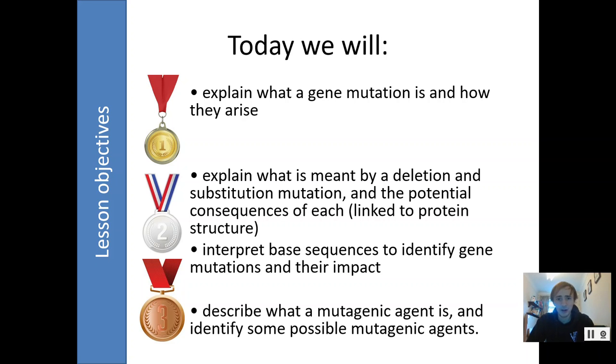Identify some possible mutagenic agents. Again, this is common sense, things we think of when we think of things that will cause mutations, cause genetic diseases. The main ones we want to be thinking about are radiation, particularly with things like skin cancer, ultraviolet radiation, but a lot of forms of radiation will cause mutations. And then we've got chemical mutagens, things like smoking, amongst a lot of others, but smoking is kind of the classic one.